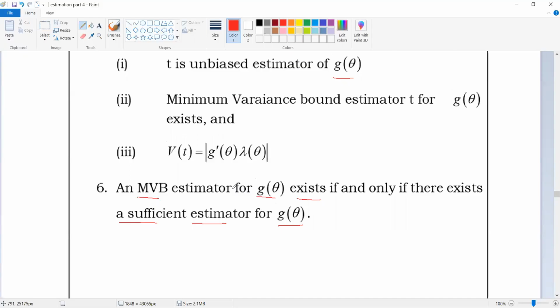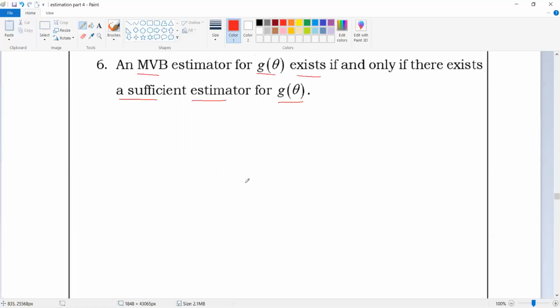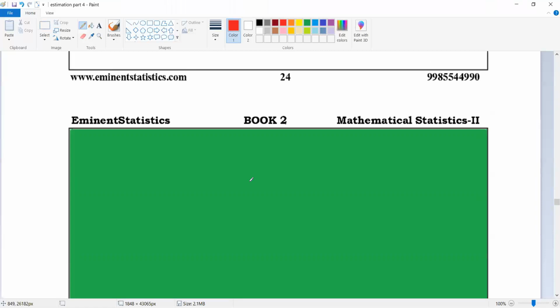For a given PDF or probability mass function, to identify whether a sufficient estimator exists or not, first of all you have to find out the minimum variance bound estimator. If a minimum variance bound estimator exists, automatically there is a sufficient estimator for g(θ). That is the rule. That is the importance of the Cramer-Rao inequality. So we are going to discuss a few examples.